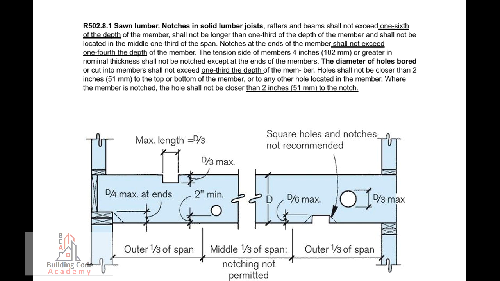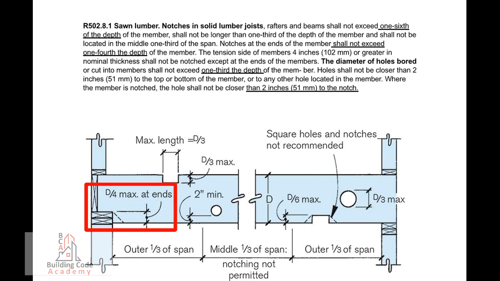Underfloor space. R502.8.1 Sawn lumber. Notches in solid lumber joists, rafters, and beams shall not exceed 1/6 of the depth of the member, shall not be longer than 1/3 of the depth of the member, and shall not be located in the middle 1/3 of the span. Notches at the ends of the member shall not exceed 1/4 the depth of the member.